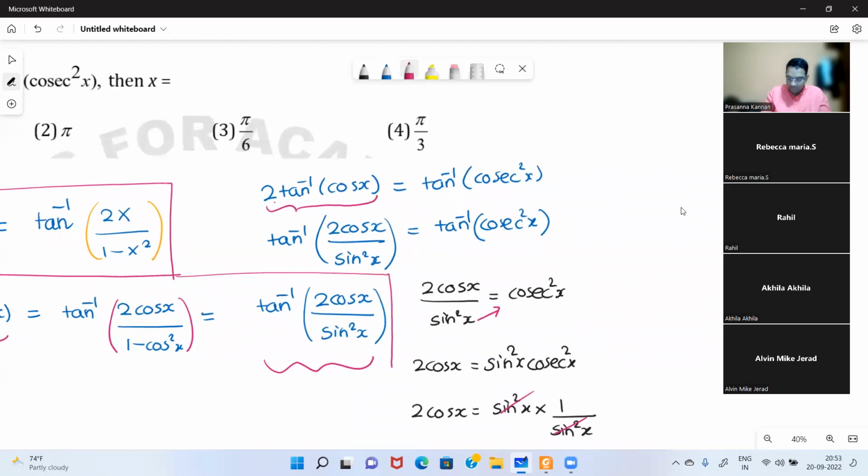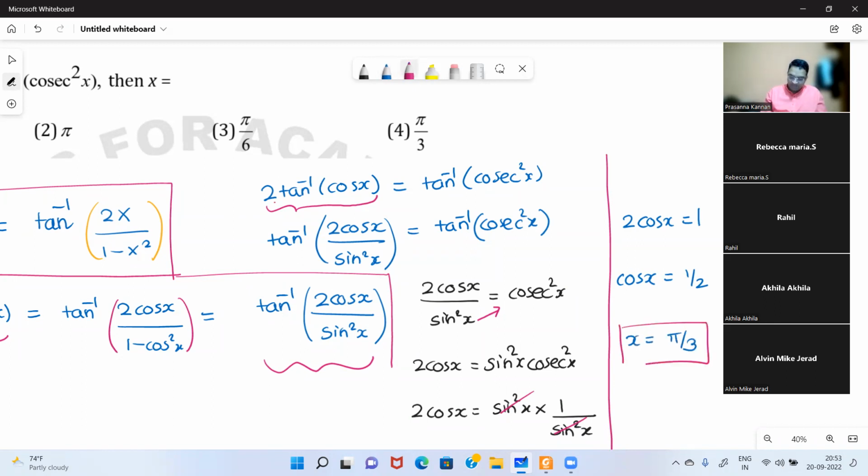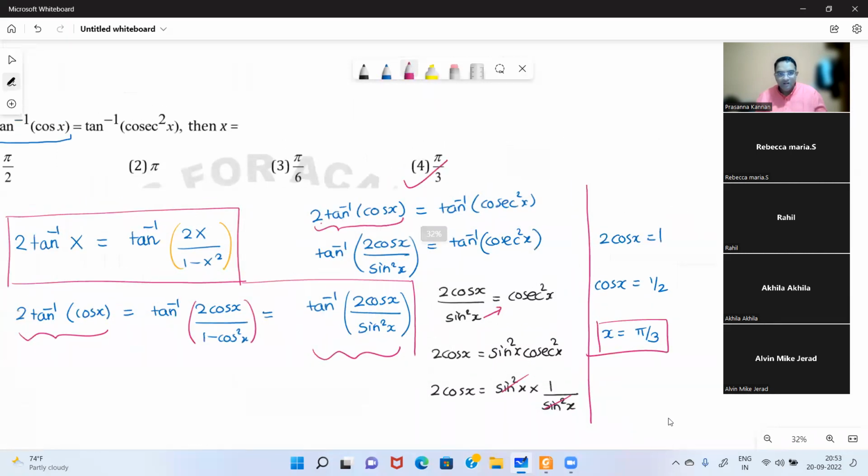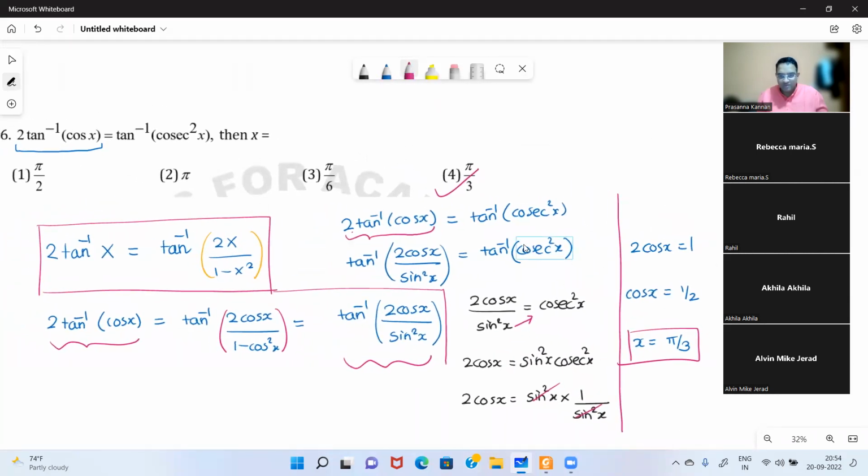So is it clear so far? Yes, sir. We got 2 cos x equal to 1. Or in other words, cos x is equal to 1 by 2. For what angle of x is cos x 1 by 2? Pi by 3, 60 degrees. Therefore, the right answer is 60 degrees or pi by 3. Clear? Okay, I'll tell you the procedure once again.